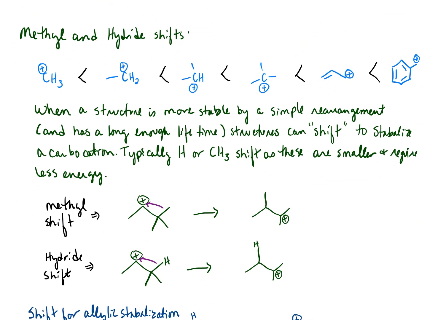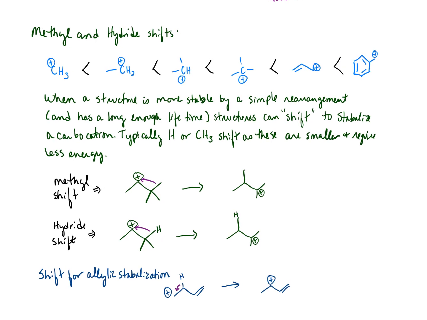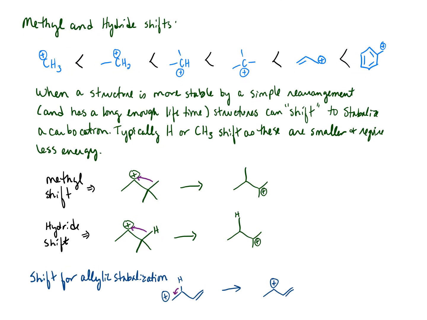Okay. Next, we have methyl and hydride shifts. This is something that you do need to really understand. The first thing I want us to look at is this chart that we see here. What I see is that we've got CH3 with a positive charge, then what I would label as a primary, secondary, and tertiary carbocation. Well, this series sort of makes sense. We can stabilize the positive charge by having more R groups that are surrounding that carbon.